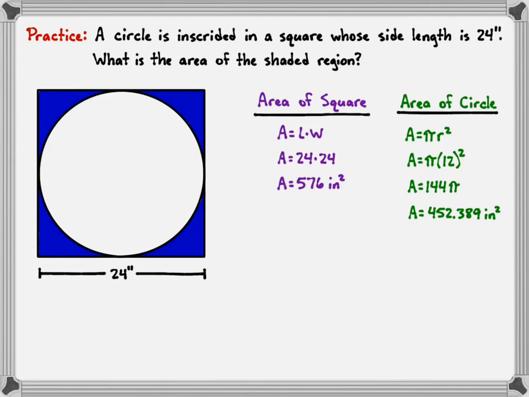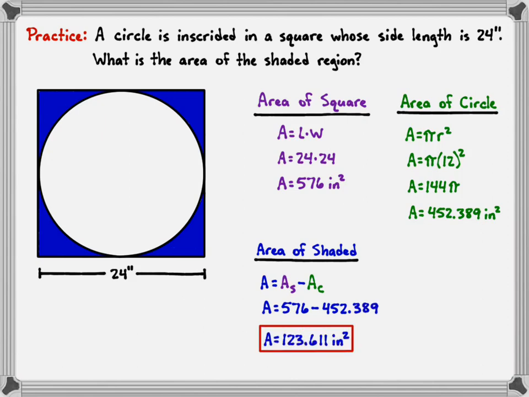And so now I know the area of the big object, and I have the area of the hole, if you would. It's a missing piece. I'm going to subtract those two things to find the area of the blue region. So 576 minus 452.389. And then just with your calculator, you end up with 123.611 inches squared, because we're talking about area.